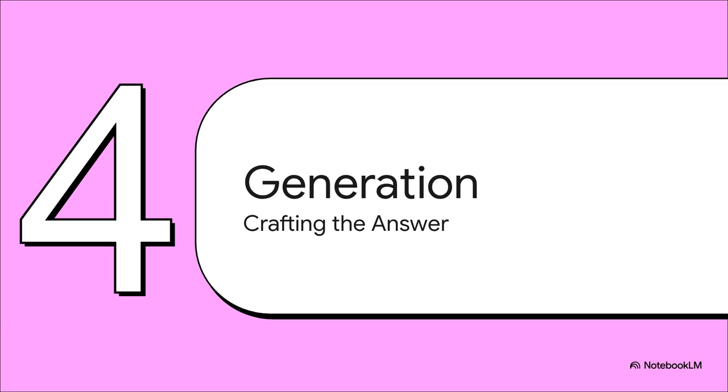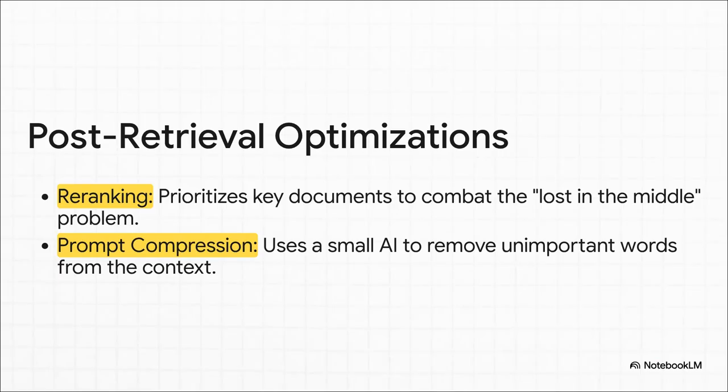Well, not so fast. There's one last place this can all fall apart. The AI might have all the right facts right in front of it, but still write a bad answer. This last step is all about polishing the information we found before the main AI even sees it. Two key tricks here are reranking and compression.